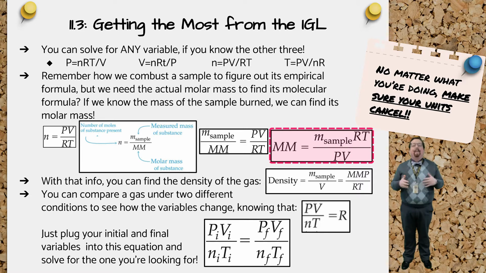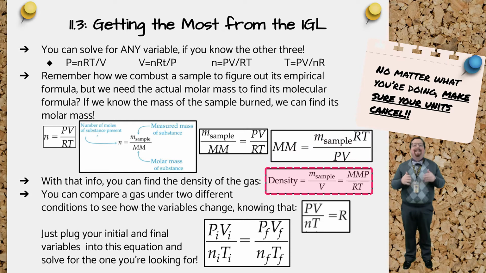The only extra thing we need to know is the mass of our gaseous substance before we put it through combustion analysis. So when we replace that second equation with the n in the first equation and solve for the molar mass, we get that the mass of the sample times R times T divided by P and V gives us the molar mass of our gas.